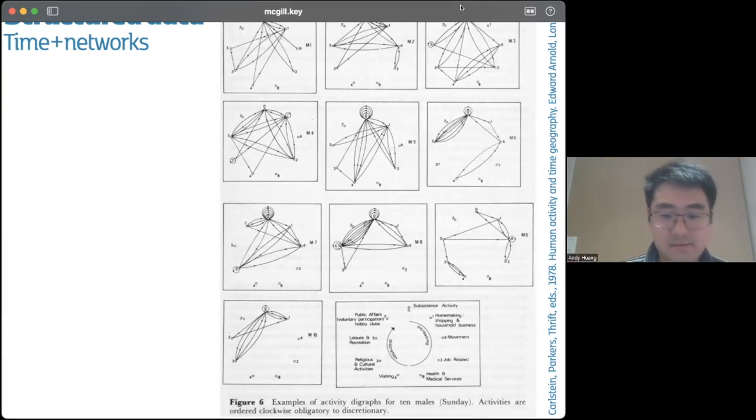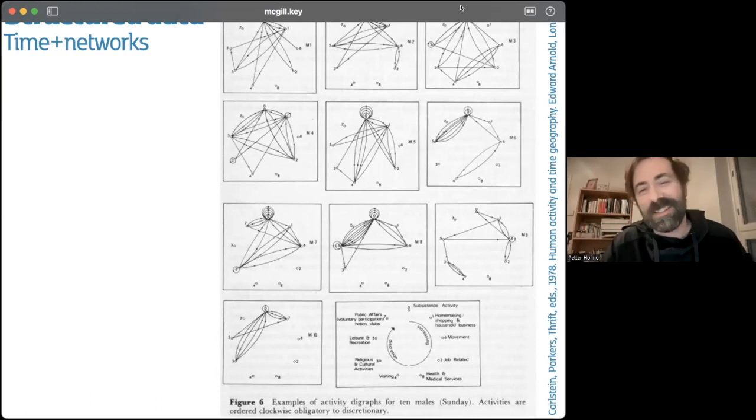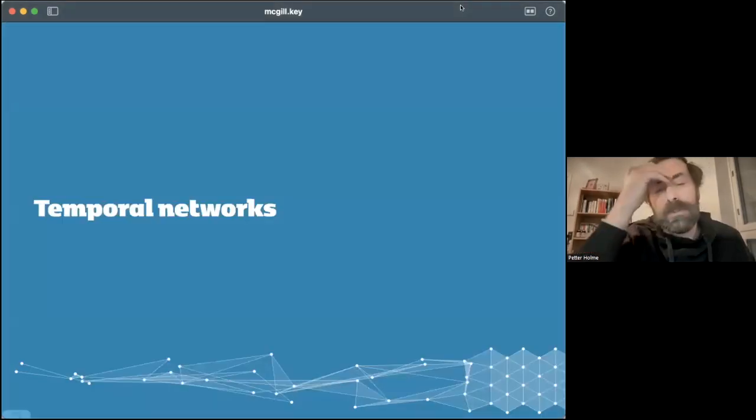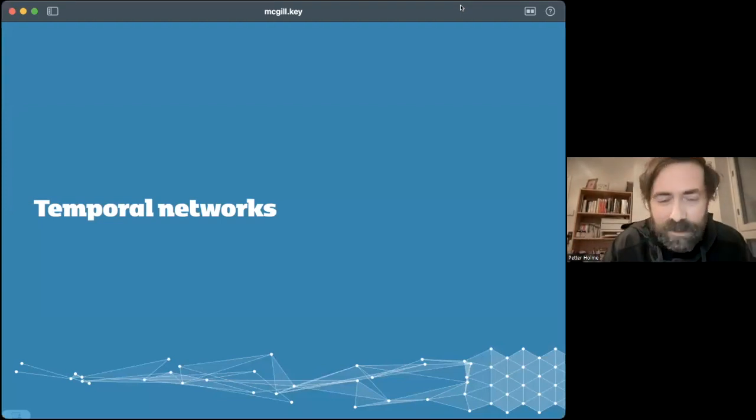But it's an elegant representation and an example of how good geographers are, or were. I think they still are good, coming up with this type of graphical representation for stuff. And it's a first example of temporal networks. So that's where I'm going now. The next few slides will be the typical introduction I give to people who are much less specialized than you.